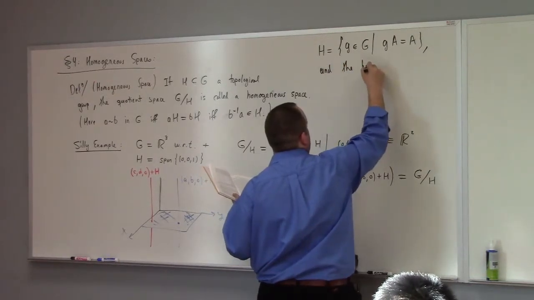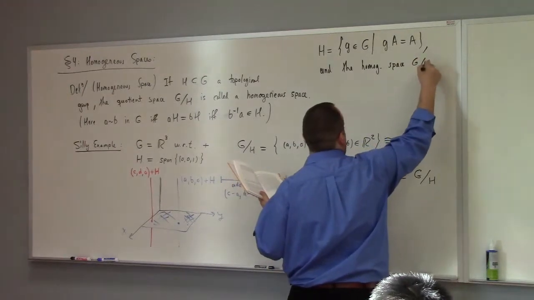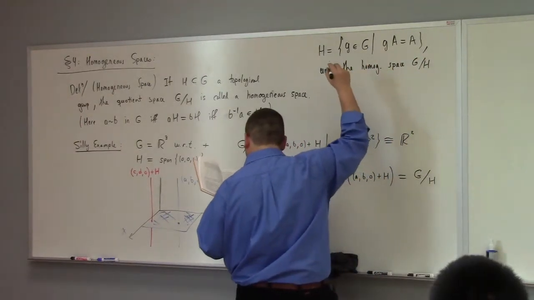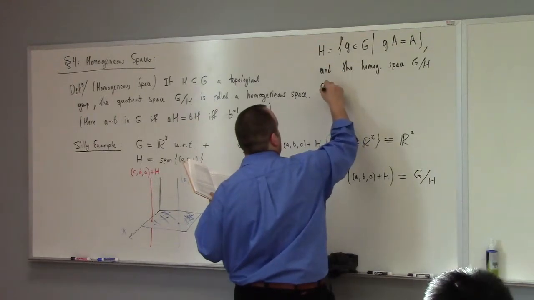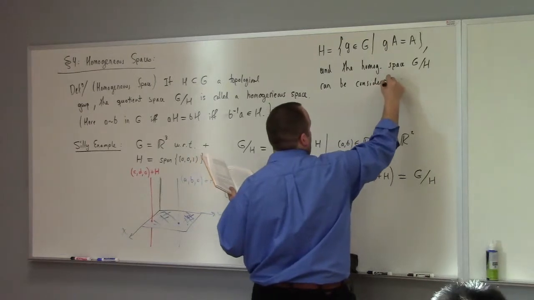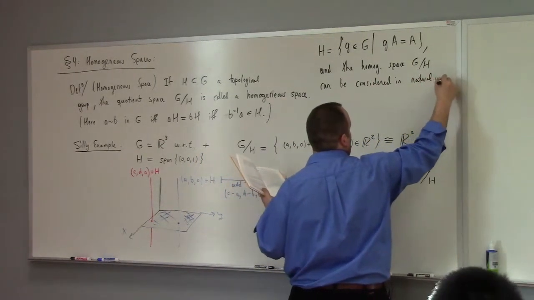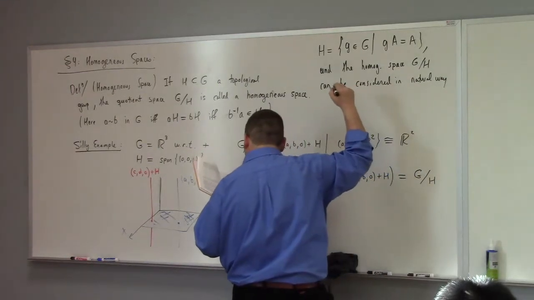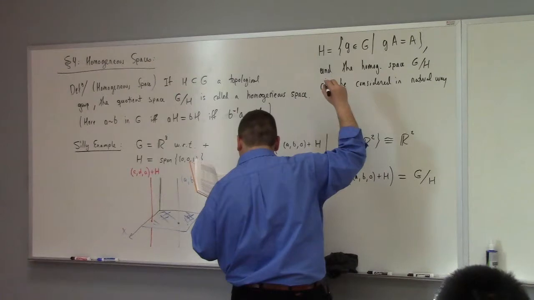The homogeneous space G mod H can be considered in a natural way to be the space of all positions that A can assume under transformations by elements of G.